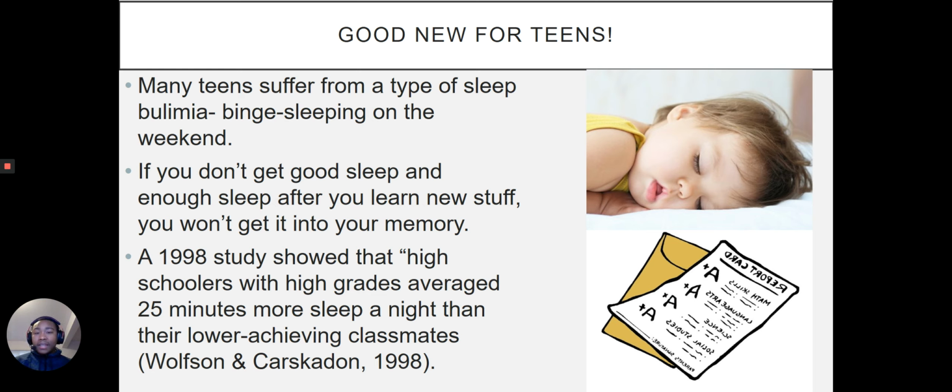And a 1998 study showed that high schoolers with high grades average 25 minutes more sleep at night than their lower achieving classmates. So there's a clear connection between the amount of sleep you get and your academic performance. That does not mean people who don't sleep get bad grades. What that means is, on average, those who are getting a lot more sleep are performing much better than their peers are.